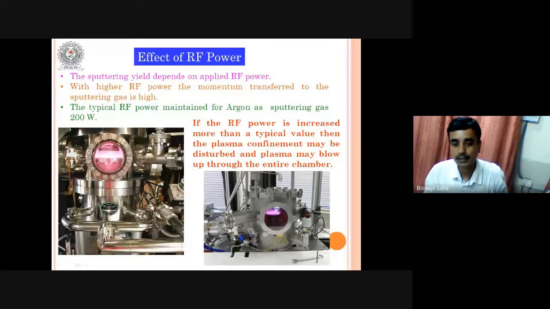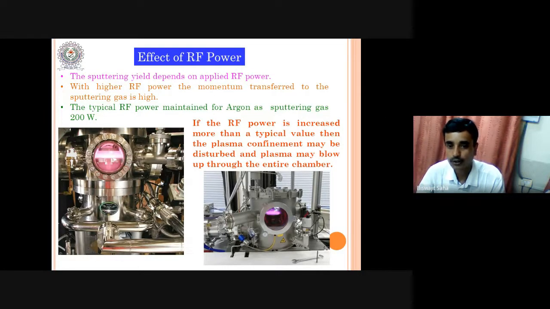Once the plasma gets expanded and blows up in the entire chamber, then we have to understand that the confinement is not done properly. Then we have to adjust the power of the plasma, because with a higher power, some of the ions and electrons move due to collision in a different way, and they produce secondary ionization and the plasma expands through the entire balloon. Therefore, the plasma power and gauge pressure have to be adjusted properly, and a fine tuning of both of these is required so that the RF power can produce a confined plasma.